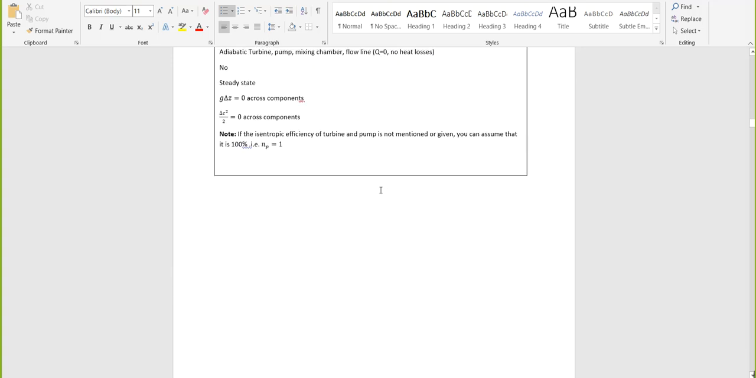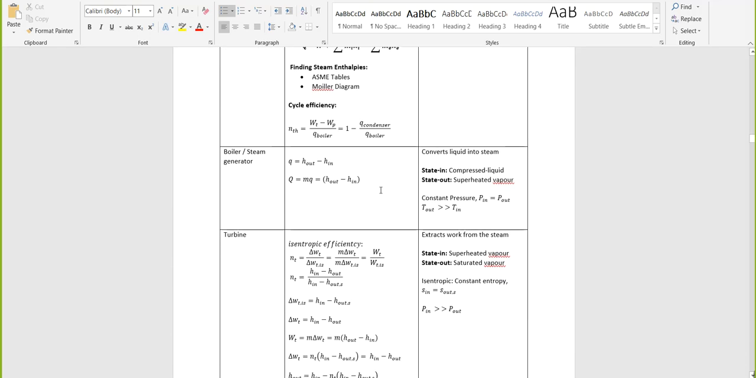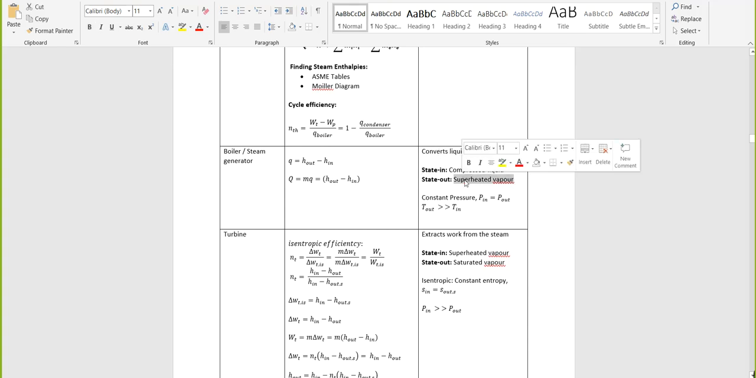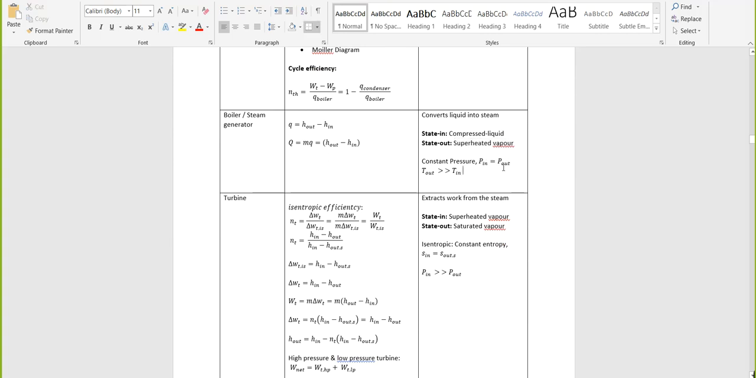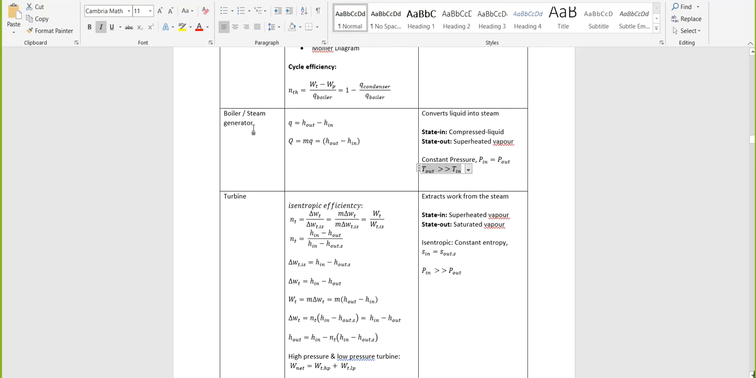I've listed here in the table that at your boiler, the state going into the boiler is always a compressed liquid. Going out, it's always a superheated vapor. There's always constant pressure. You just have to know that the temperature out is always above the temperature in. The boiler is also known as a steam generator, so just take note of that.